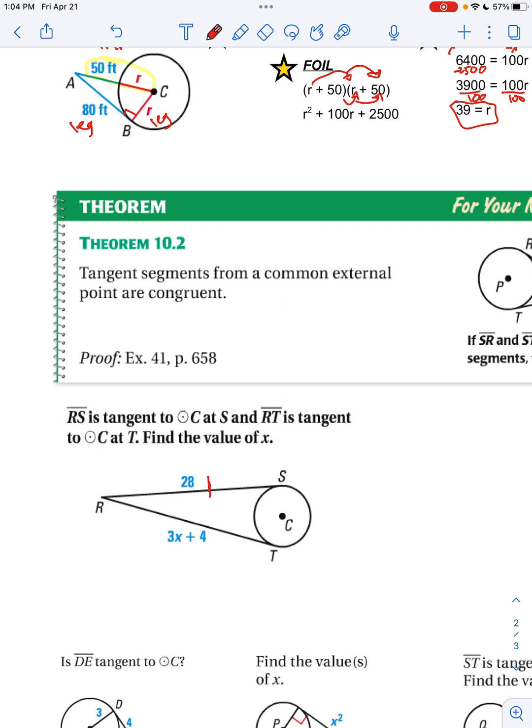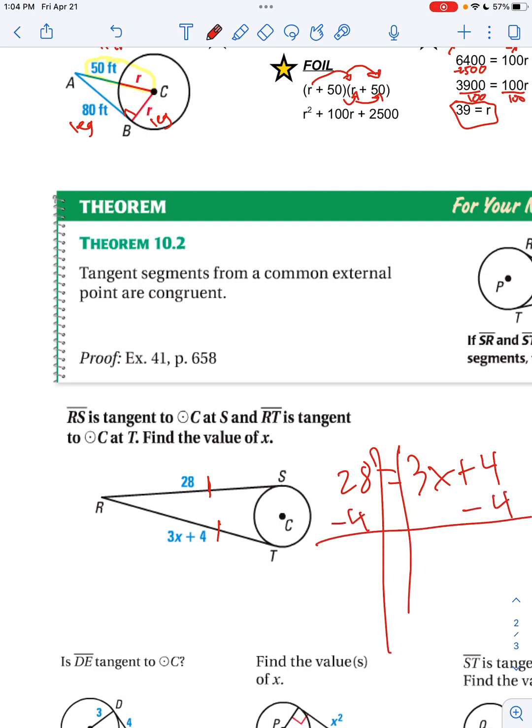Because this line is congruent to this line, I'm going to set them equal to each other. And this becomes a relatively simple algebra problem. Not 12, let's say that's 8. X equals 8.